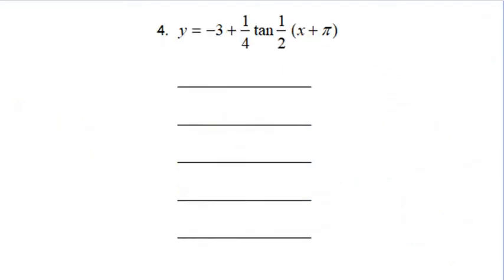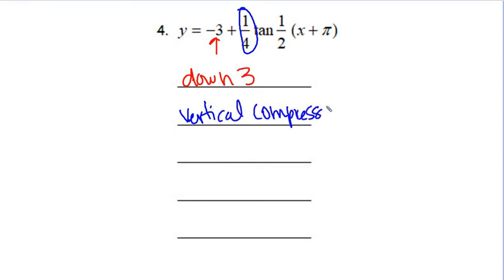So again, kind of that same process. A negative 3 tells me down 3. The coefficient of the original graph is 1. Even though a tangent doesn't have an amplitude, it can still be compressed or stretched. And so this is going to be a vertical compression because it's less than 1, of 1 over 4.